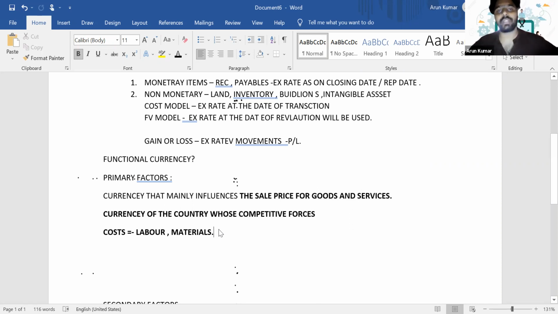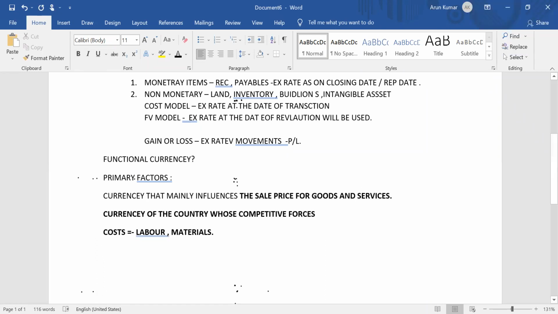From IAS 21, sometimes we can get questions. You'll get a scenario and the examiner will ask you to identify the functional currency. So we have to consider these factors. These are the primary factors. If you are not able to identify it with the help of the primary factors, then we'll try to find it using secondary factors.